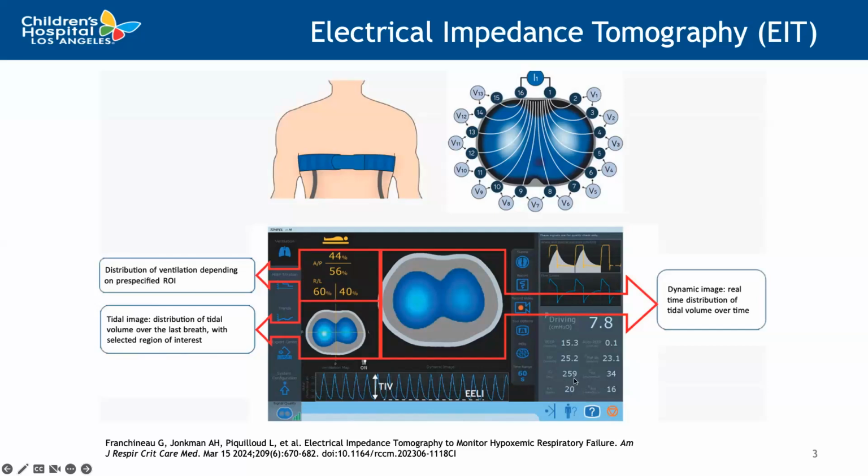And so this is a really helpful tool that can be attached, continuously monitoring these patients at the bedside. I believe the manufacturers allow the belts to be in place for up to 48 hours before they have to be changed. And so again, for patients that are requiring lots of different titrations, it's very helpful to monitor over time.